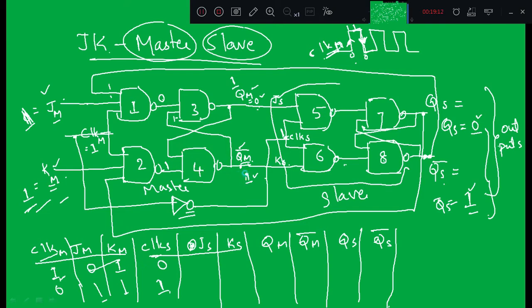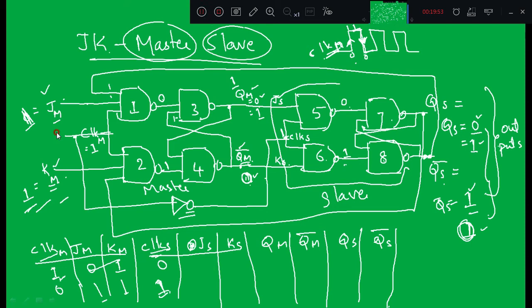So with 1 NAND 1, QM bar will become 0. When we get the falling edge, clock S will become 1. Since this is 1, QM is 1, and QM bar is 0, the output of the NAND gate will become 1, and the output of the fifth NAND gate will become 0. Since the output of the fifth NAND gate is 0 and one of the inputs of the seventh NAND gate is 0, the output of the seventh NAND gate will become 1. So with 1 NAND 1, QS bar is equal to 1. Is it toggled? QS bar is equal to 0. Is it toggled? Yes.